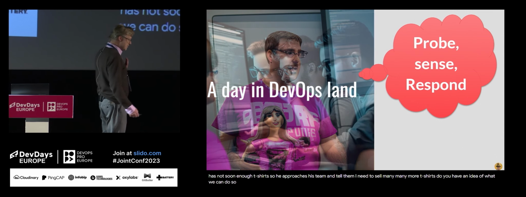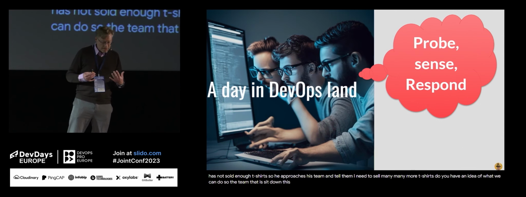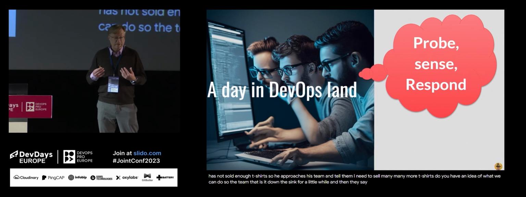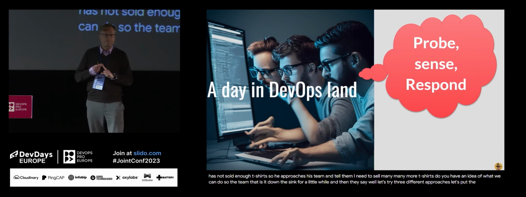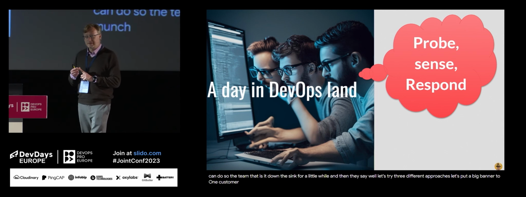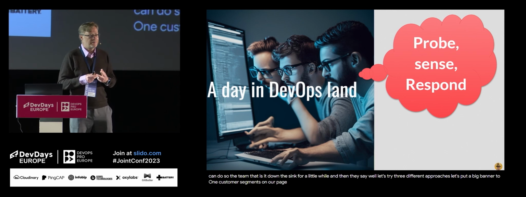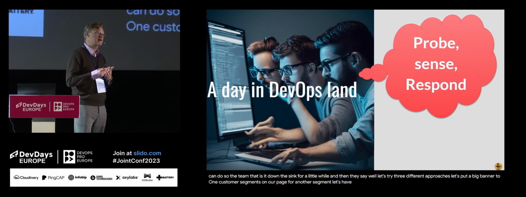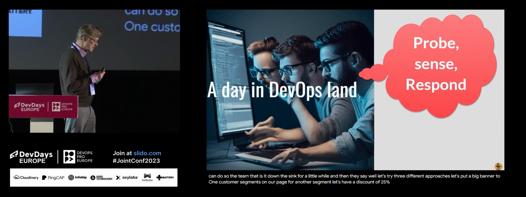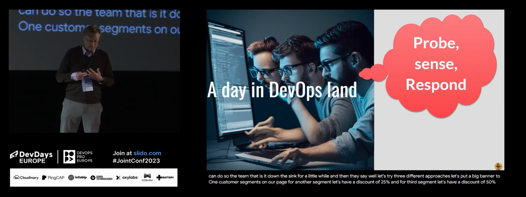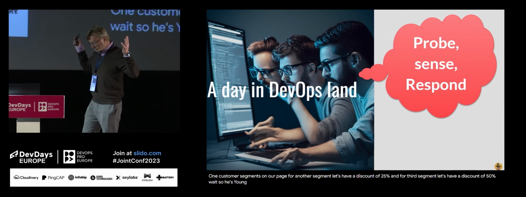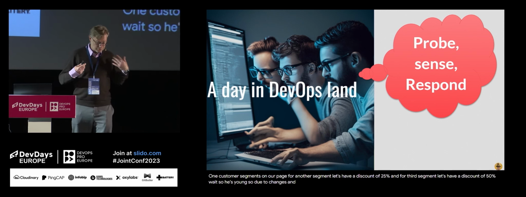So the team, they sit down, they think for a little while, and then they say, well, let's try 3 different approaches. Let's put a big banner for one customer segment on our page. For another segment, let's have a discount of 25%. And for a third segment, let's have a discount of 50%. Great, says John. So do the changes and we'll try it out.